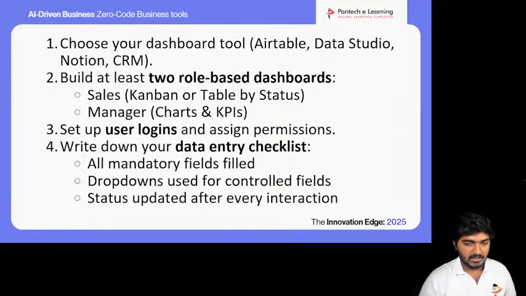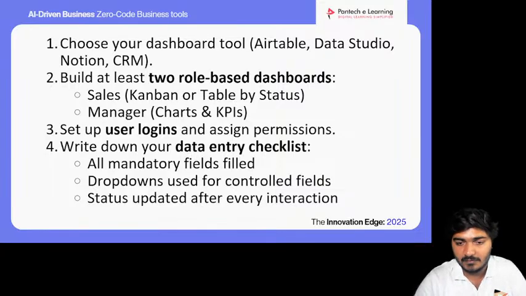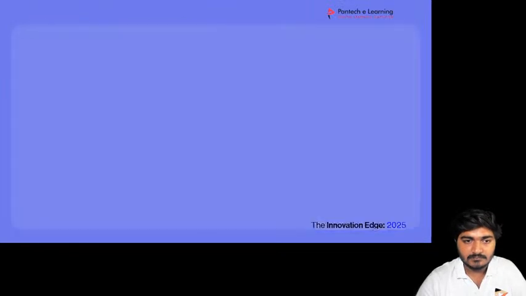Okay, so all mandatory fields filled. Everything we are given in the master data, and a drop-down used for control fields, and in that particular field how we use the drop-down to make use of it, and status updated after every interaction. Okay, so status updating after every interaction.